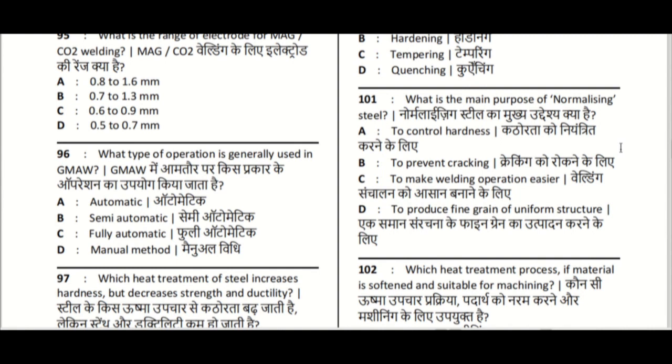What type of operation is generally used in gas metal arc welding? The entire gas metal arc welding process is semi-automatic.